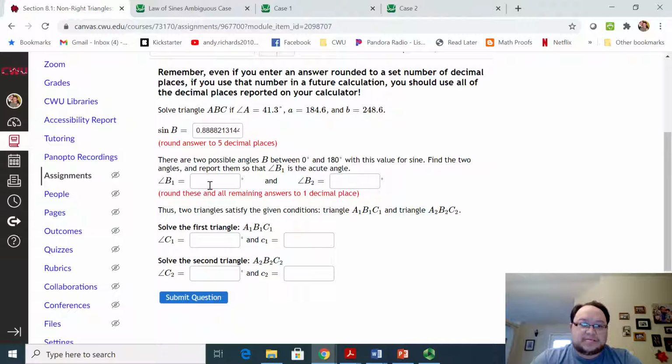I'm going to go ahead and plug in here respectively. So it wants the smaller one. I'm going to put the smaller one first here, and then I'm going to go over here and put 117.27449. There we go.